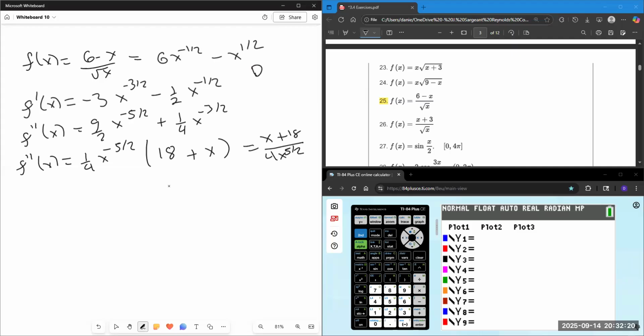Remember, my domain here is x has to be greater than 0, because I can't have a 0 in the denominator and I can't have a negative inside of the square root sign. So x plus 18 equals 0 yields an answer of x equals negative 18, which is not in my domain. I'm only interested in where f double prime is equal to 0, which is the 0 of the numerator. So no critical numbers, or no points of inflection, sorry.